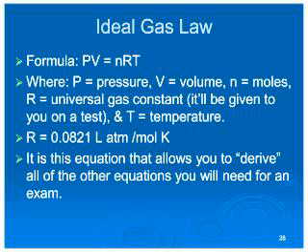We're going to do the ideal gas law. So PV equals nRT. That's the ideal gas law. I call it PIV NERT. P is pressure, V is volume, N is moles, R is the universal gas constant. It'll be given to you on a test. T is temperature. R is 0.0821 liters times atmospheres divided by moles divided by kelvins. The moles and kelvins are multiplied, so are the liters and atmospheres.